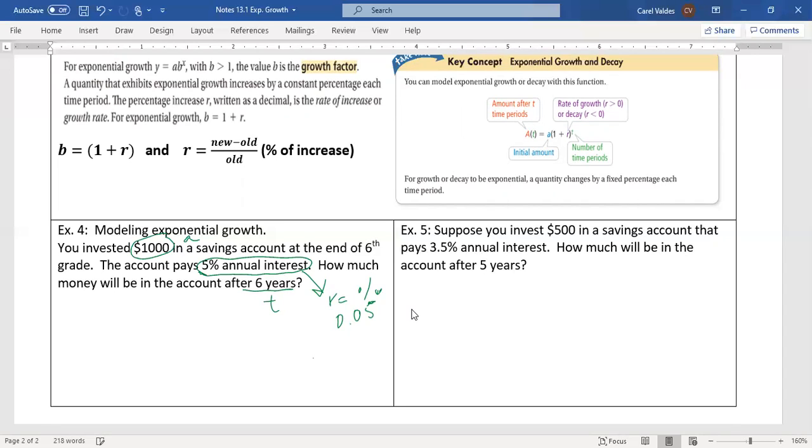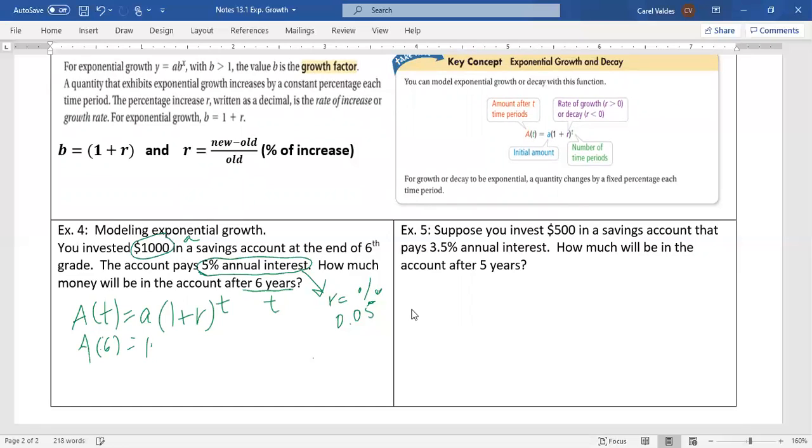So if we look again at the equation, you have A of t equals a times 1 plus r to the t power, right? Replace all of those values with the values you have. So this is the amount you're going to have after 6 years. You don't really do anything with that. That's just notation to mean that we're looking for the amount after 6 years.